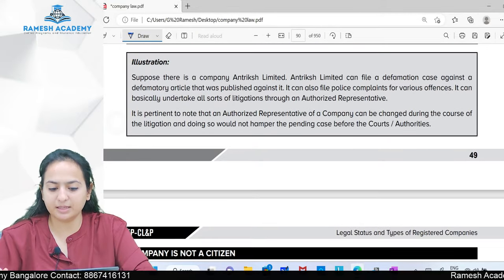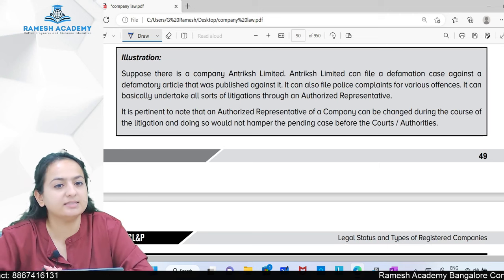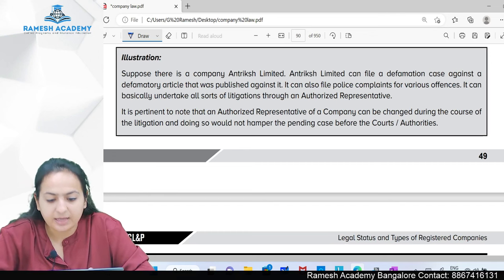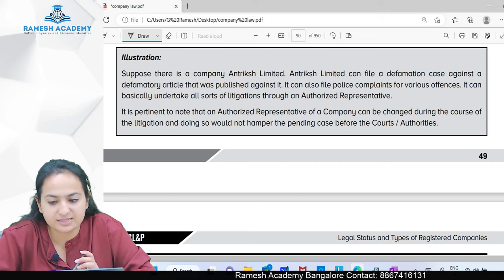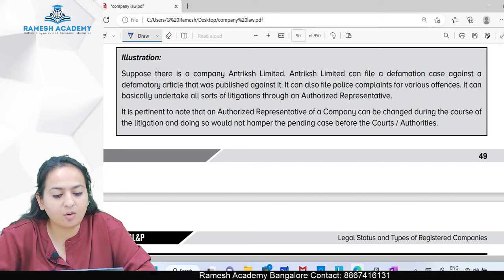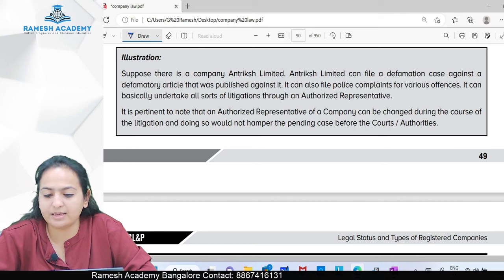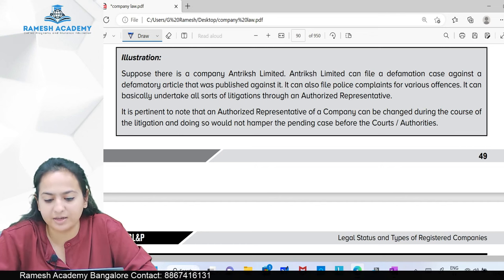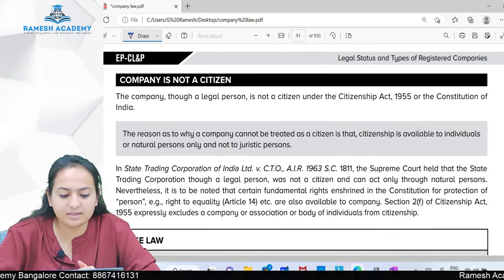Suppose there was a company, Antarish Limited. Antarish Limited can file a defamation case against a defamatory article that was published against it. It can also file public police complaints for various offenses. It can basically undertake all sorts of litigation through an authorized representative. It is pertinent to note that an authorized representative of a company can be changed during the course of litigation, and doing so would not hamper the pending case before courts and authorities. Understood, I hope. Company is not a citizen.